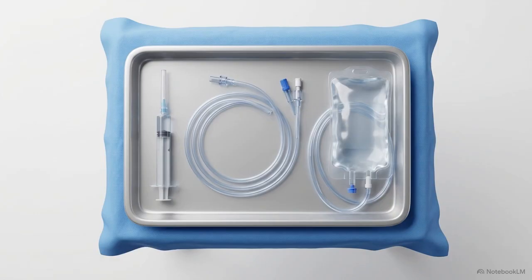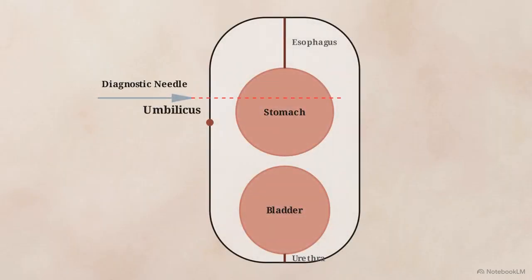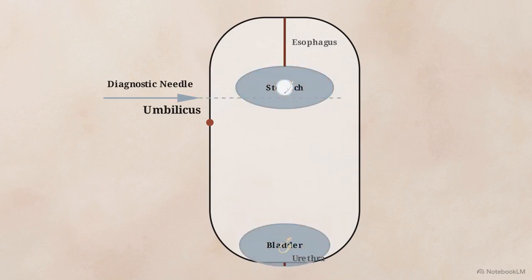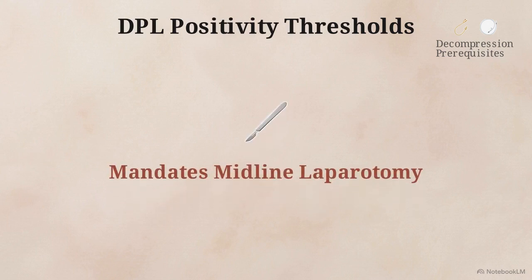When FAST is unavailable or the setting is resource-limited, surgeons rely on diagnostic peritoneal lavage, or DPL. Before inserting a needle below the umbilicus, the operator must decompress the abdomen by placing a Ryle's tube and a urinary catheter. This chart details the strict quantitative thresholds for a positive DPL that necessitate laparotomy.